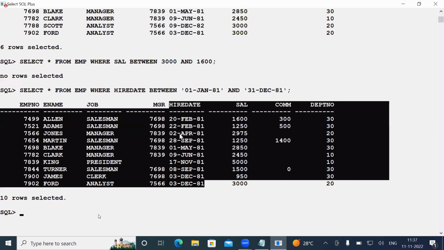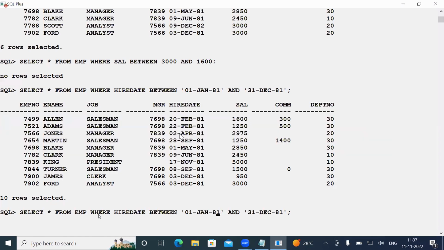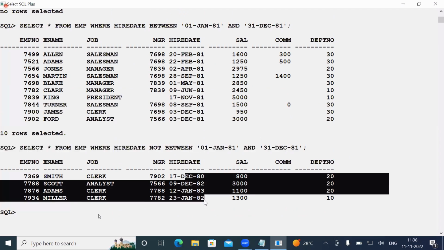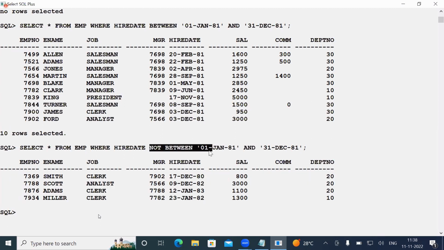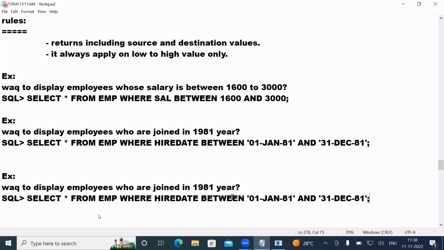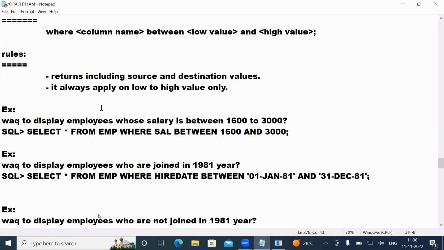Suppose I don't want the 1981 people, but those who did not join in 1981. Then we use not between. If I use not between here, then except for the 1981 people, the remaining people from 80, 82, 83 come. So it is a not between, a negative operation. Understand now? Like this, you can use the between operator on particular ranges.